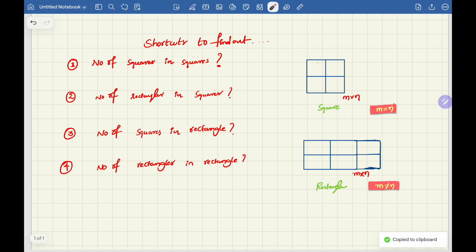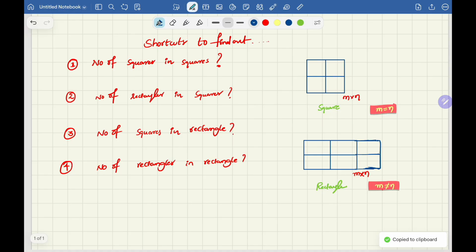And number of rectangles, this is one rectangle, right? This is one rectangle, right? Like that. How many rectangles are there in a square? You need to find out. Here also it looks like a square, right? So how many squares are there in a rectangle, and how many rectangles? This looks like a rectangle, rectangle, rectangle, then rectangle. How many rectangles are there in a rectangle? So I'll tell you the easiest way. So let's look into this.